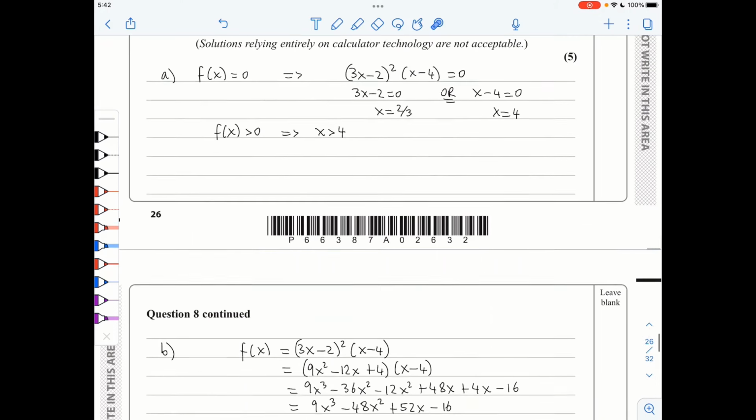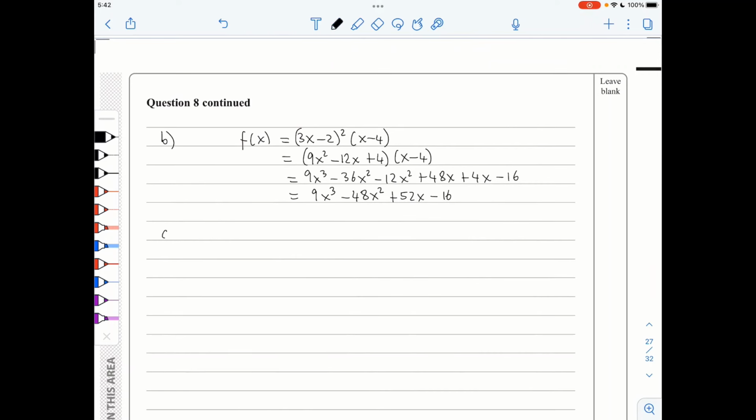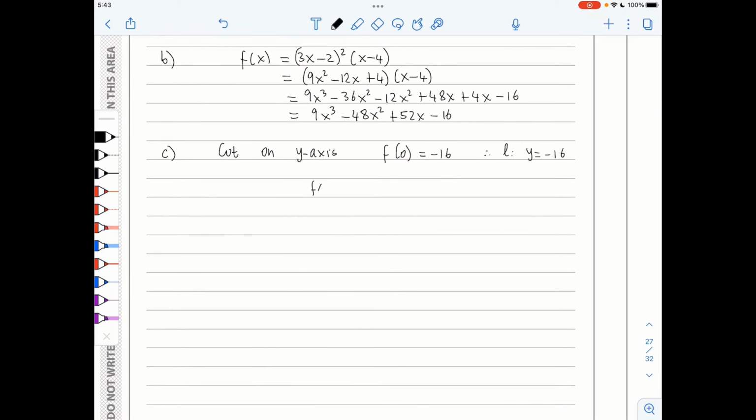So the cut on the y-axis, the y-intercept, means that x is 0. So cut on y-axis, it's going to be given by f of 0, which is obviously minus 16. And therefore the line L has equation y is minus 16. I will now equate f of x with negative 16 to find all points of intersection between the line and the curve. So 9x cubed minus 48x squared plus 52x minus 16 is minus 16. So 9x cubed minus 48x squared plus 52x is 0.